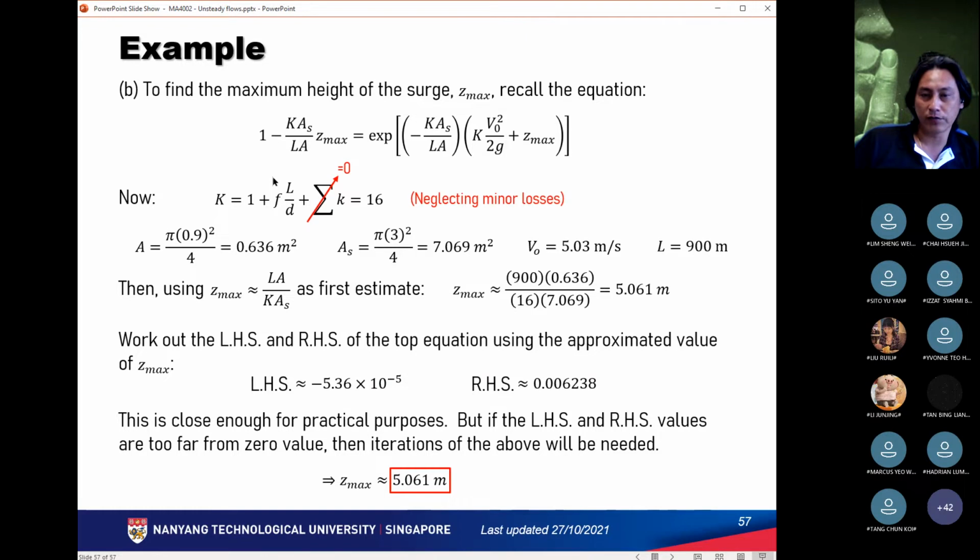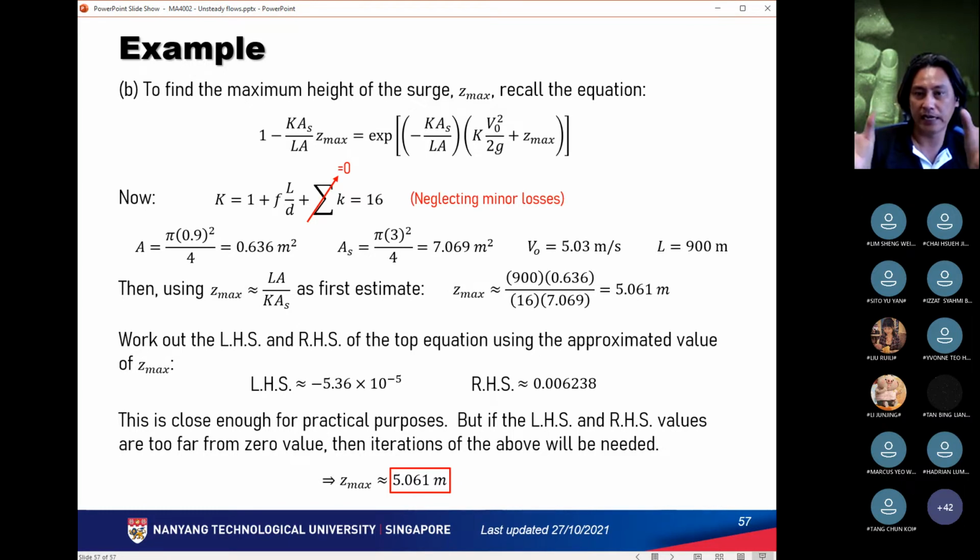Once you have all these values, the way to solve this is to get a first estimate for Zmax. The first estimate, as we've seen earlier on, we can assume to be V naught times the square root of LA divided by cap A, AS. We worked out all these values, so plug them in. Zmax, the first estimate, is 5.061 meters. Now if you substitute Zmax as 5.061 meters, you plug it in here and there, work out the values of the left-hand side and the right-hand side, and compare the values.